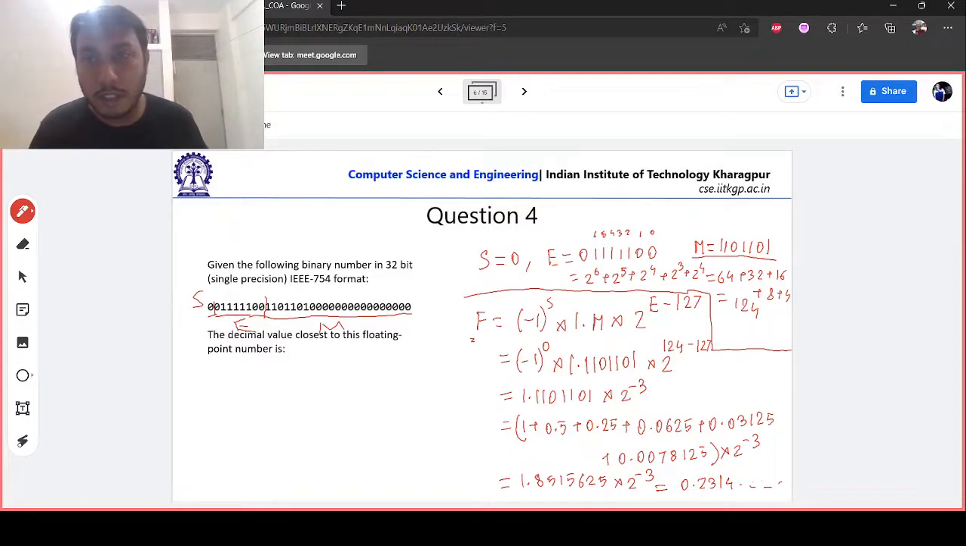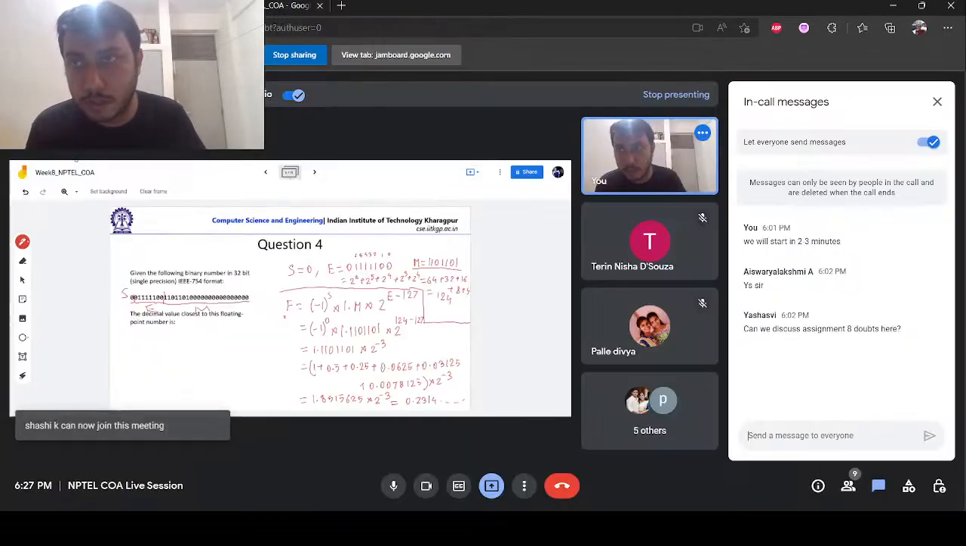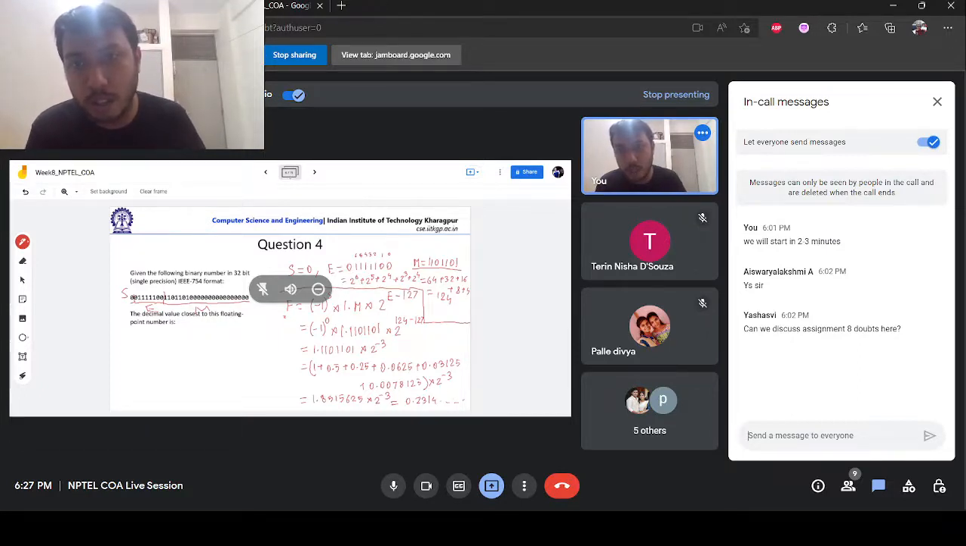So these are the steps that you will need to follow to convert any floating point IEEE 754 number. If any question is given that this is the IEEE 754 number, what will be the corresponding decimal value? This is the whole flow that you need to perform to get this answer. If you have any doubt regarding this, you can ask. This is a very important problem.